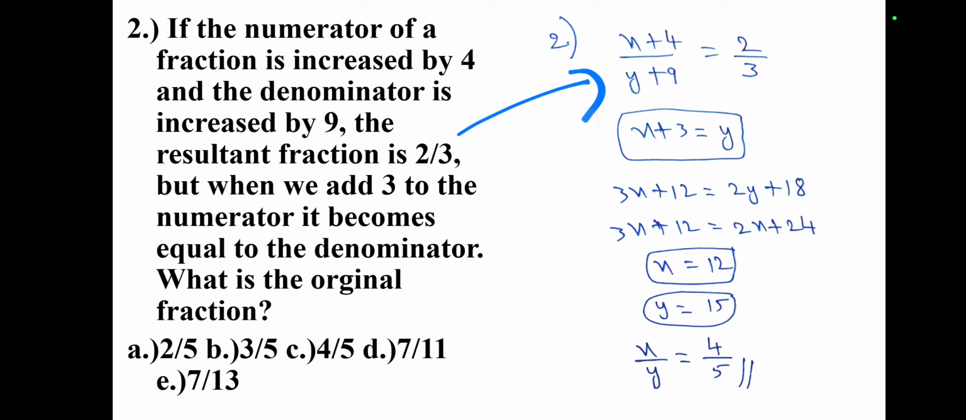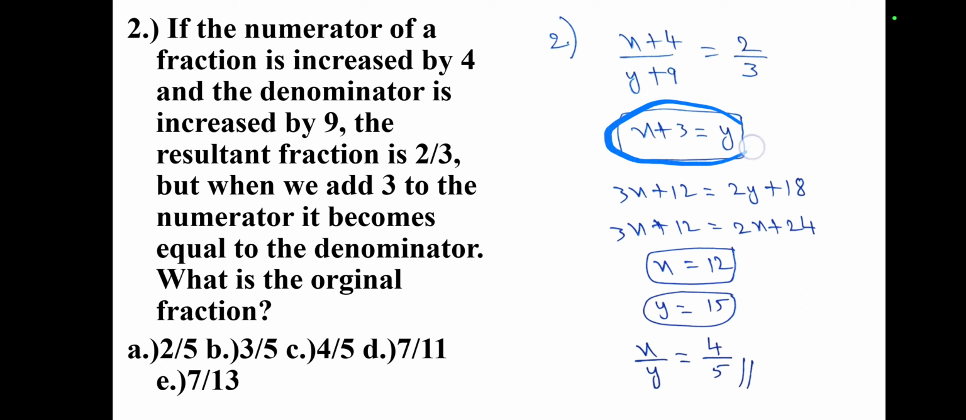So x plus 4 by y plus 9 equal to 2 by 3. And the second condition, when the numerator is added with 3, it becomes equal to the denominator. So x plus 3 equal to y. Here x is the numerator and y is the denominator. After doing the cross multiplication, we get 3 into x plus 4, that is equal to 3x plus 12, and 2 of y plus 9, that is 2y plus 18.